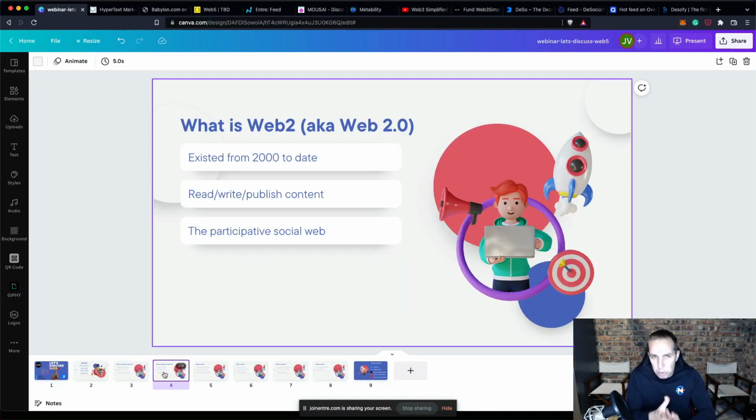What is Web 2? It used to be known as Web 2.0, but we just call it Web 2 for now. It existed anywhere from about the year 2000 to current. Everything that we still know and do is Web 2. The difference between Web 1 and Web 2 was the ability not only to view information in a read-only state, but to take it a step further and interact with that information by writing and publishing content. Your Facebooks and your Twitters are prime examples of Web 2 in action.